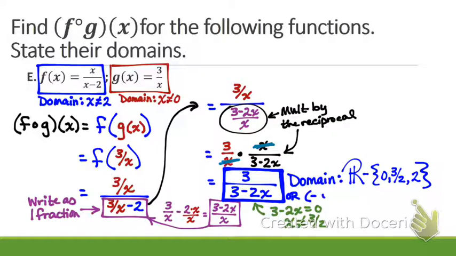It would be negative infinity to 0, union 0 to 3/2, union 3/2 to 2, union 2 to infinity. That's what it would have to look like if it was in interval notation.